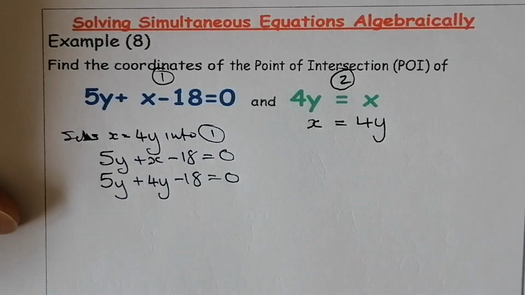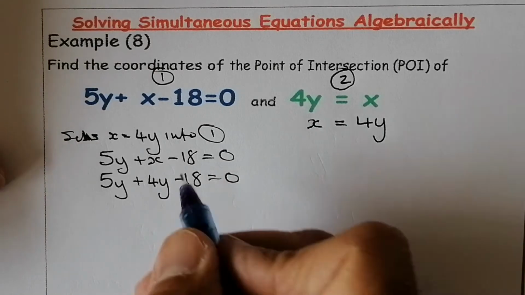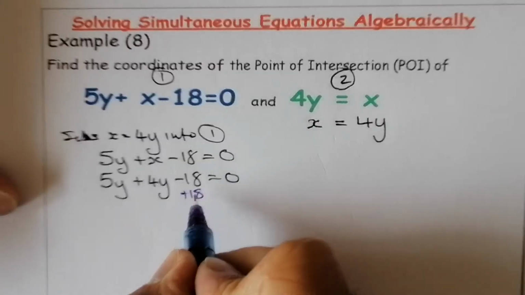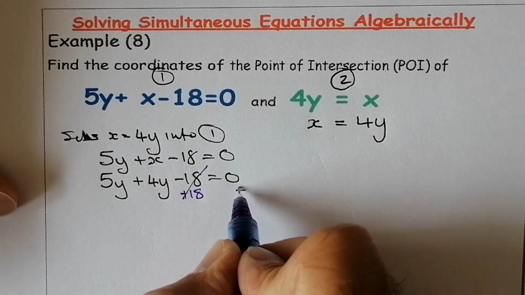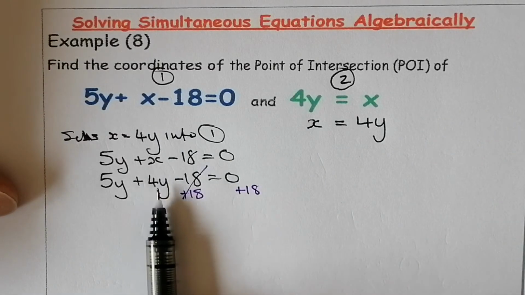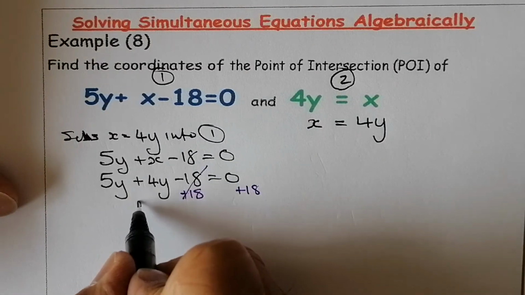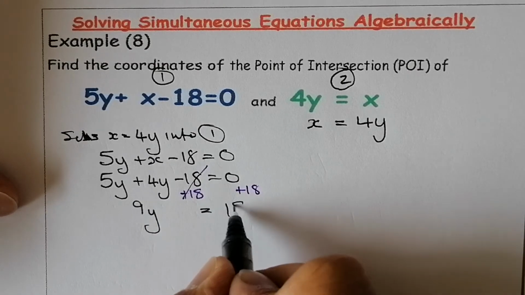Right, so what I'm going to do here is get rid of this negative 18, or take away 18, by adding 18 on. So that will balance out to 0. If I do that on the left hand side, I must do it also on the right hand side. And while I'm doing that, I'm going to gather up the y values that are here. So that's going to give me 9y is equal to, and 0 plus 18 gives me 18.